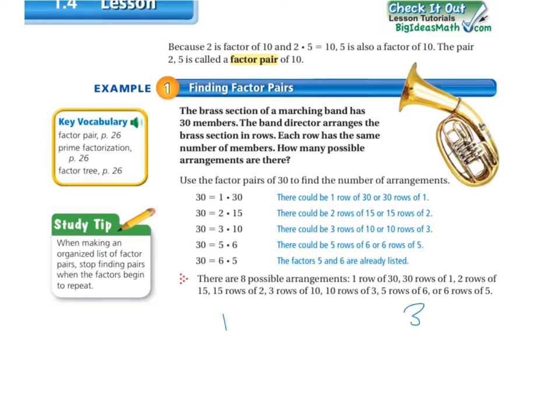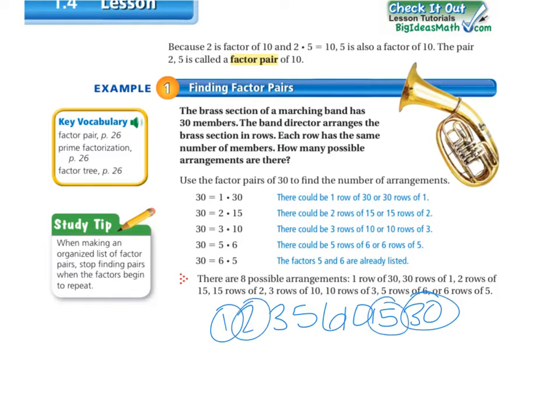We can take 1 times 30 to get to 30. We can take 2 times 15 to get to 30. We can take 3 times 10 to get to 30. 5 times 6, and then you can also say 6 times 5. But those are the same thing. So those are the factor pairs. Again, the pairs are 1 and 30, 2 and 15, 3 and 10, and then 5 and 6 are your pairs.